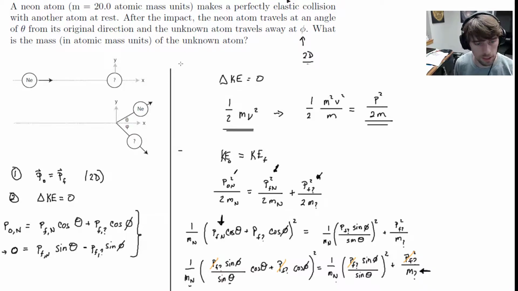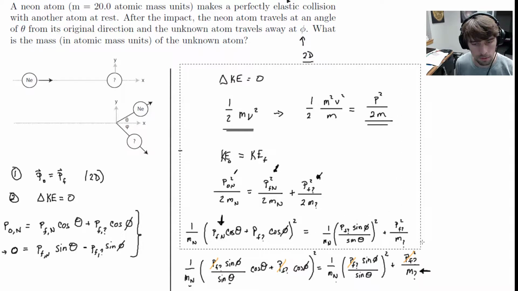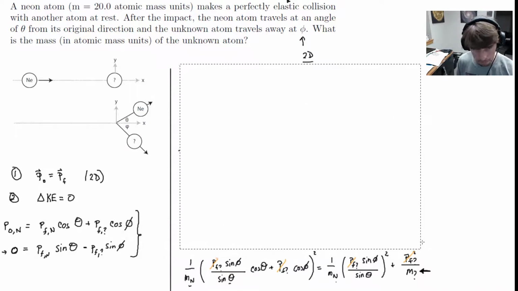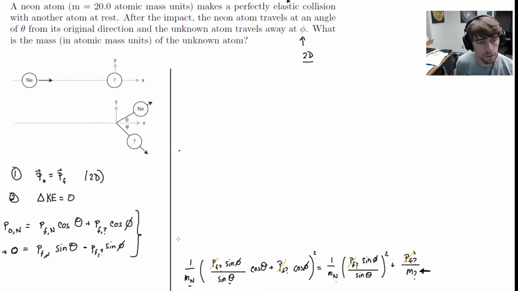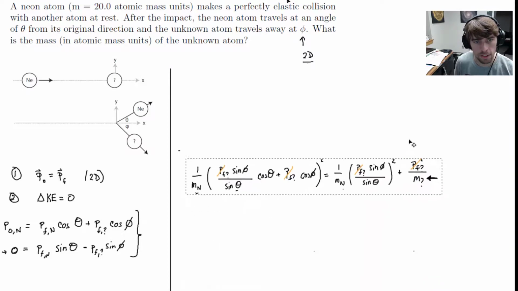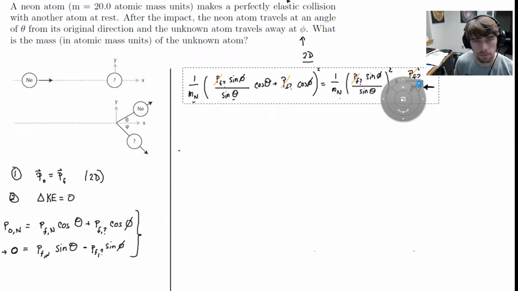So now all we need to do is get that final thingamadobob by itself. That's the technical term, by the way, the thingamadobob. Let's get the unknown mass all by itself.